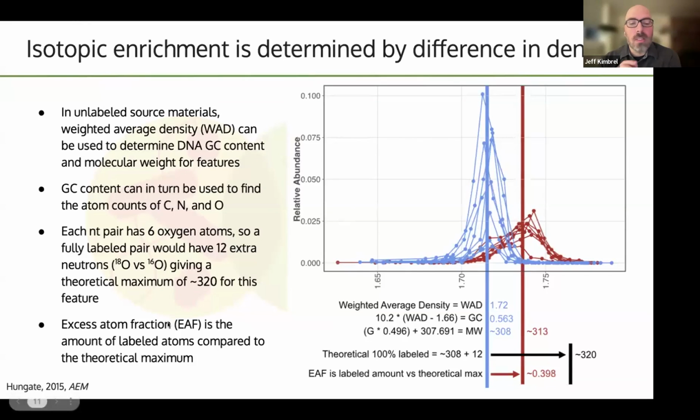So EAF is the term we use. It's the excess atom fraction. You may have heard AFE. It's the same thing. So this is how we can go from, okay, this particular microbe, this particular feature, which in this case happens to be an ASV, is about 40% enriched. And again, really, that's just saying of the oxygens in the DNA, about 40% of them appear to be 18O.